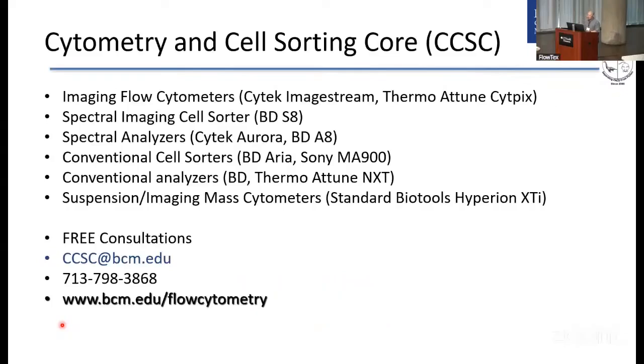Okay, so before I jump into all the projects, I'll talk to you a little bit about our core. We are a fairly large core. We serve over 200 research labs. And as you can see from the list of instruments, we have a whole bunch of instruments. Because this talk is about imaging flow cytometry, I put those first. We have the ImageStream and the Attune CytPix. We have the S8, the A8, the Aurora, and a whole bunch of other instruments, which I won't cover today.